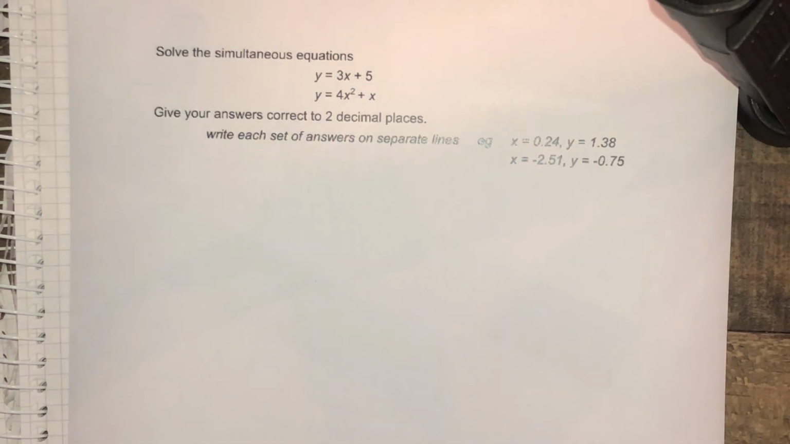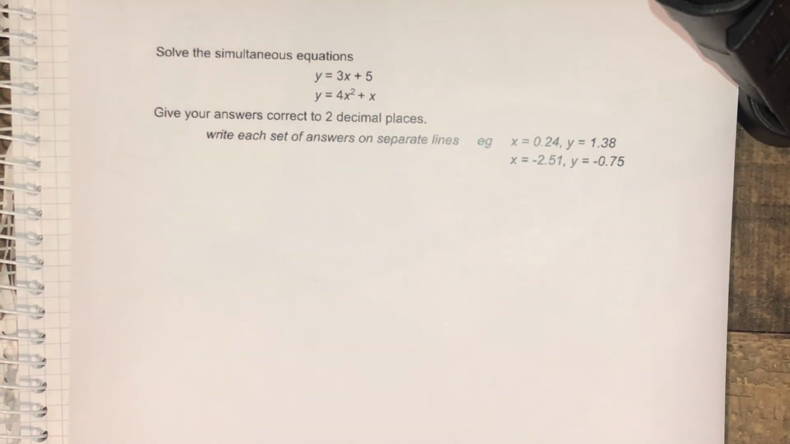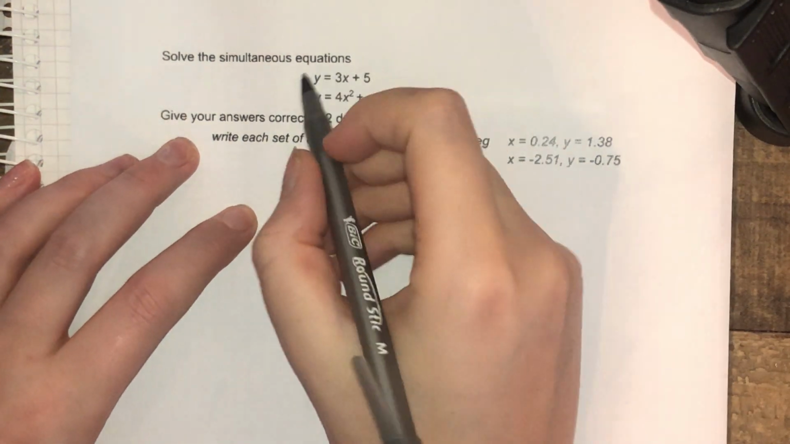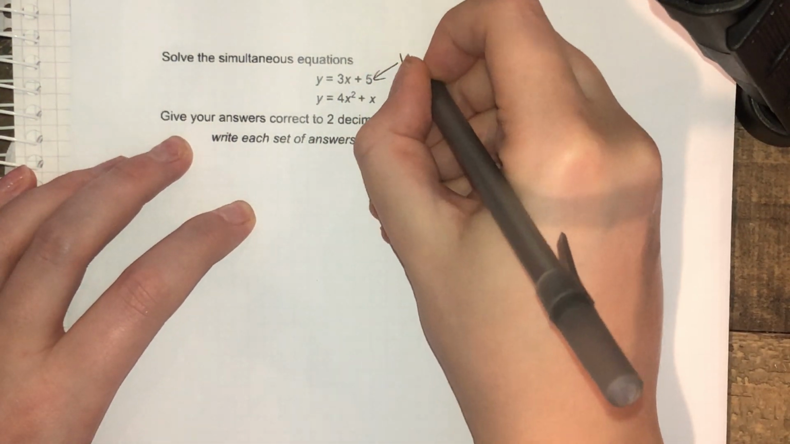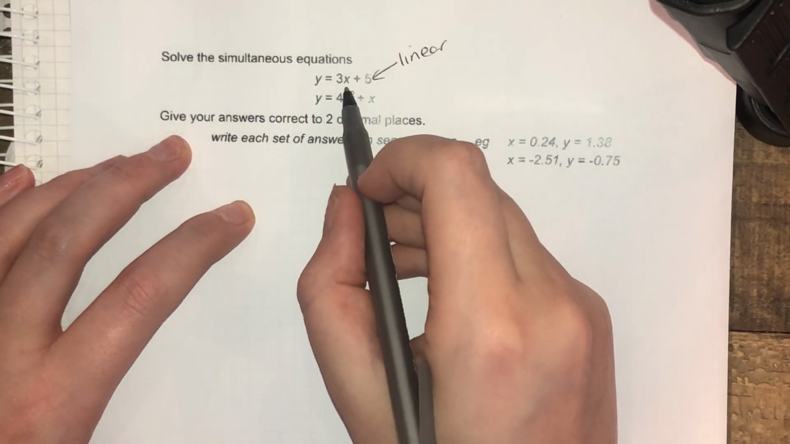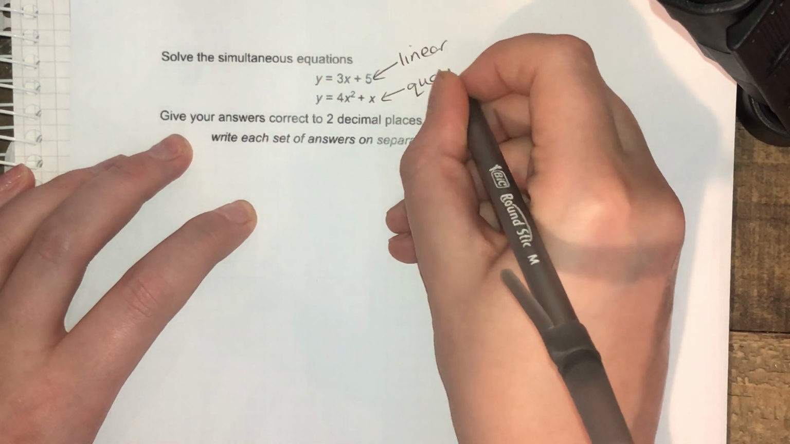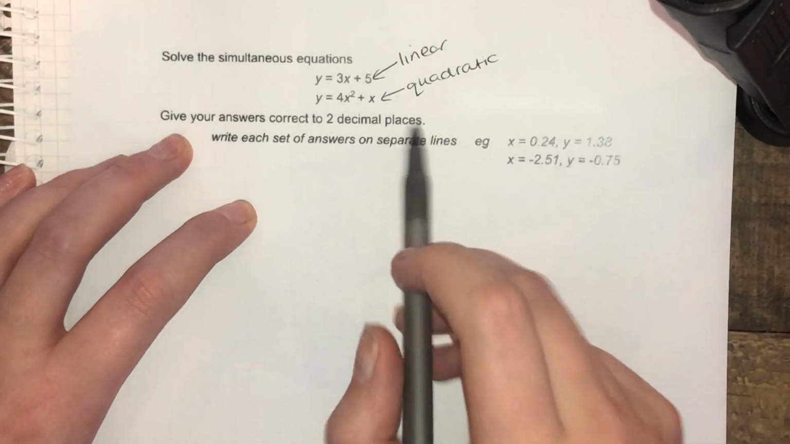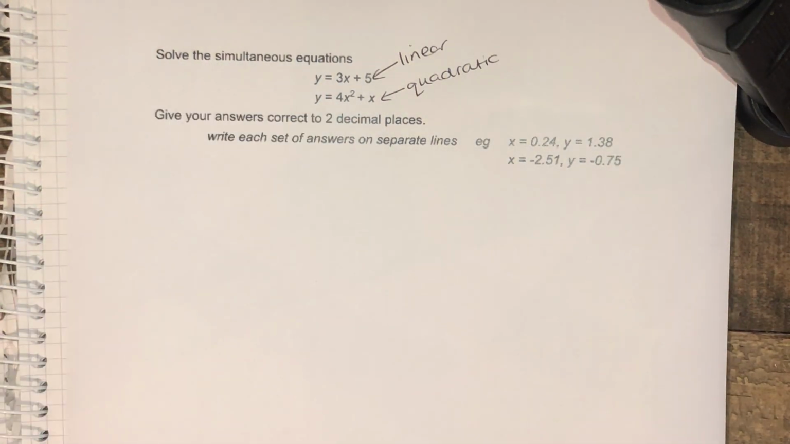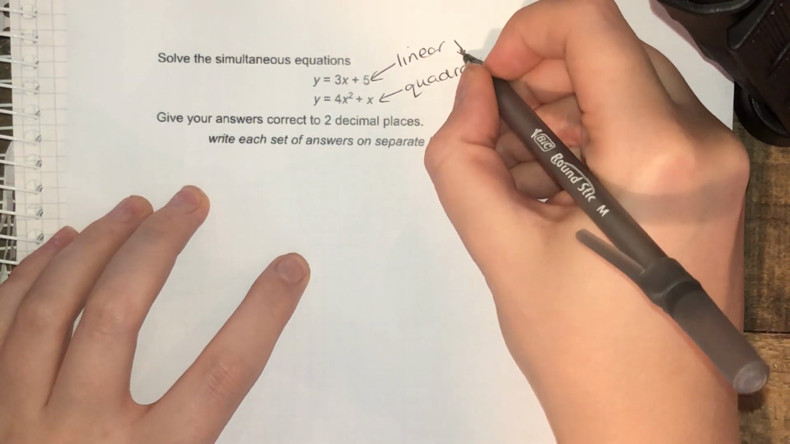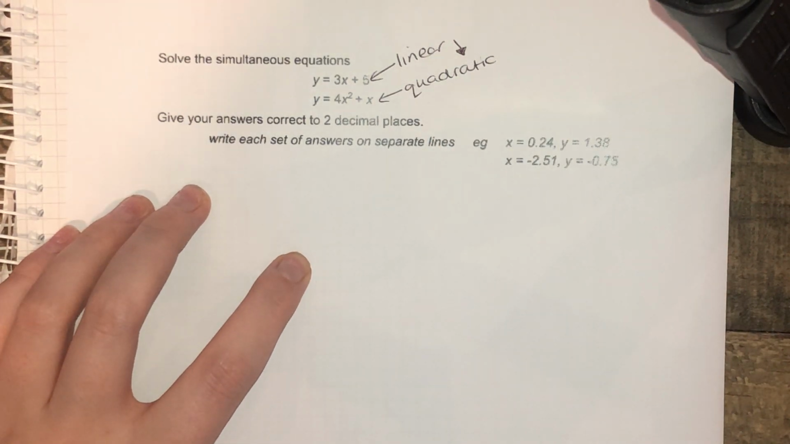Okay, so your first question is a solving simultaneous equations question. So your first equation, y equals 3x plus 5, is the linear equation. And we know that because the highest power of x is 1. And the second equation is a quadratic equation. And we know that because the highest power of x is 2. And whenever you do these types of questions, you have to substitute the linear equation into the quadratic. That's the most important thing to remember. Substitute the linear equation into the quadratic.